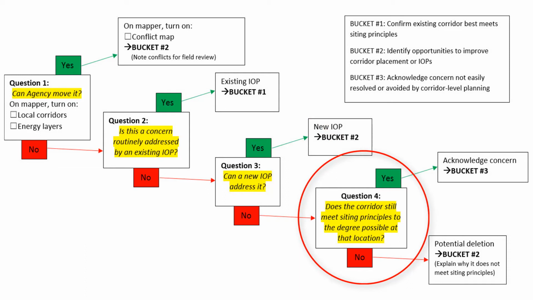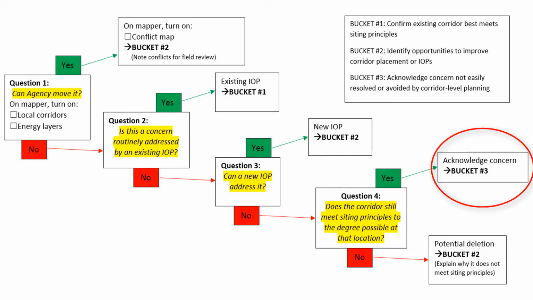Moving on to question 4, does the corridor still meet the siting principles to the degree possible at this location? If yes, we acknowledge the concern and indicate a Bucket 3. We acknowledge that the concern is not easily resolved or avoided by corridor level planning. In the example we are using, concern regarding pronghorn habitat is likely a Bucket 3 and will be addressed at the project-specific level.